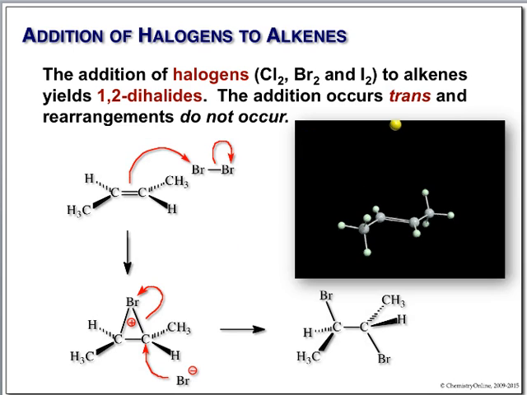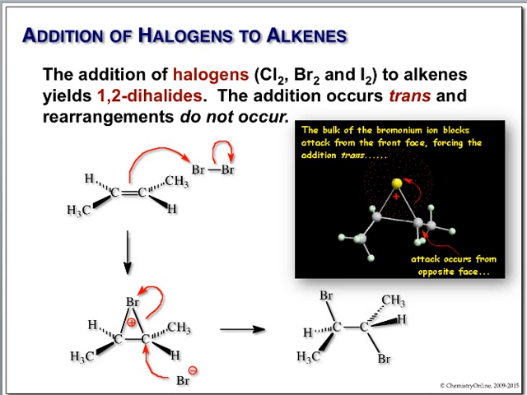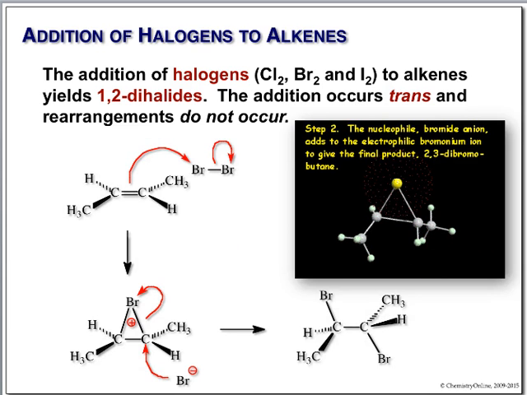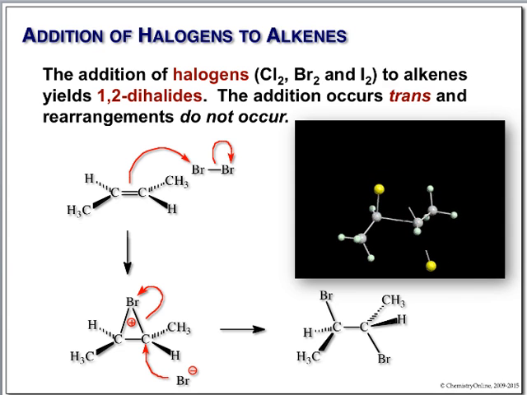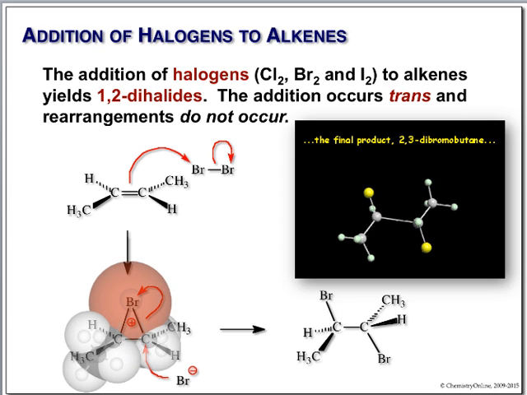Br2 comes in, we form the bromonium ion intermediate. Br minus attacks from the opposite side, and we get our trans stereochemistry, our 1,2 dibromide. Remember, the reason that we have to have the backside attack is that the bromonium ion here is so big. The only real way we can get at this carbon is from the opposite face.